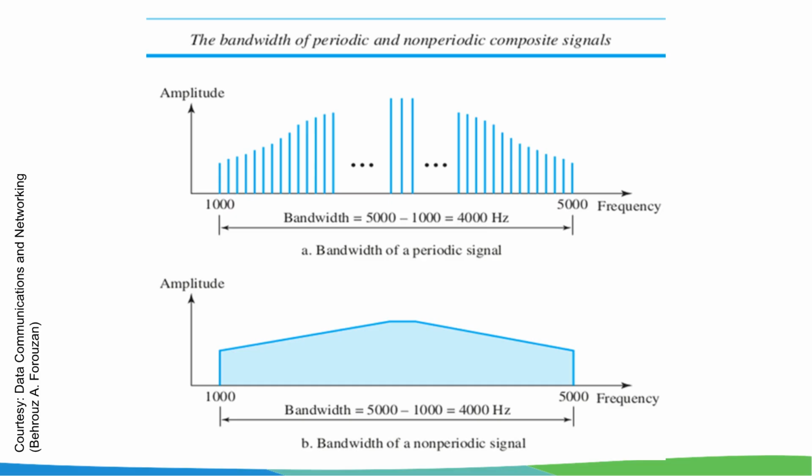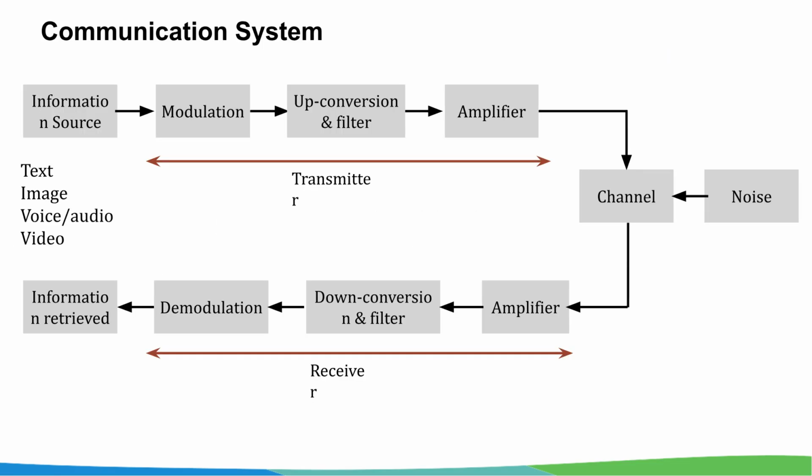This slide displays the bandwidth of both periodic and non-periodic composite signals. The bandwidth is calculated as the difference between the highest and lowest frequencies, which in both cases is 4,000 Hz. A communication system consists of a transmitter, which processes the information source like text or video, and a receiver, which retrieves the information. The channel carries the signal, which is affected by noise.